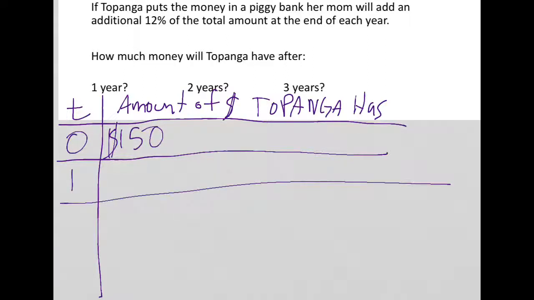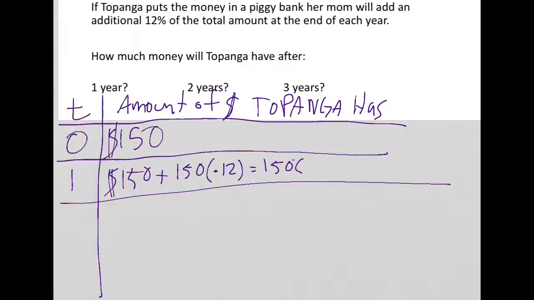At the end of year one, she still has that $150 that her grandmother gave her, but now she has the additional 12% earned on that $150, which we can calculate by taking 150 and multiplying it by 0.12 to figure out 12% of 150 and add that to the original amount. But think about what we can do. Both of those terms, 150 and 150 times 0.12, have a 150 in them, so I can factor that 150 out.